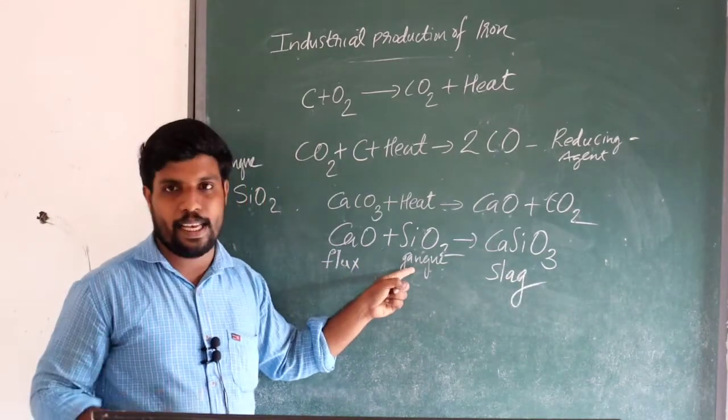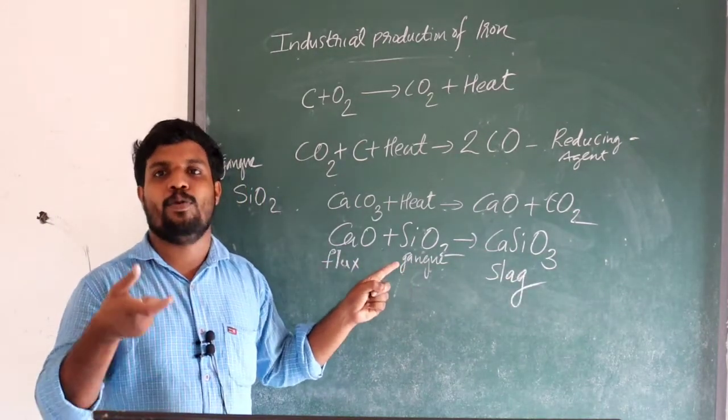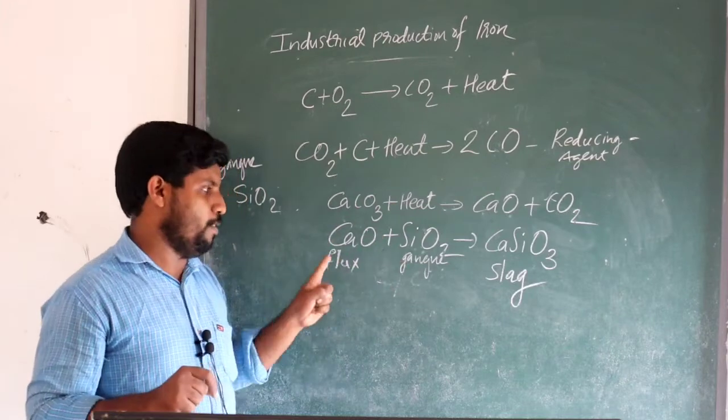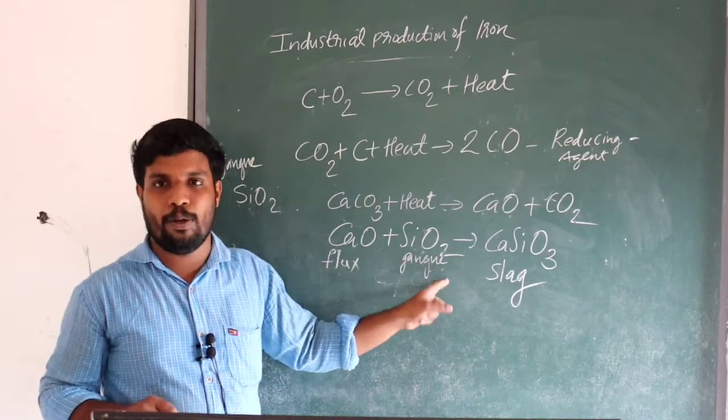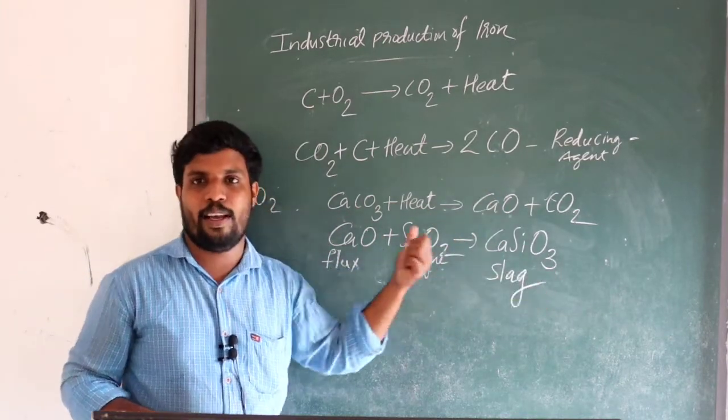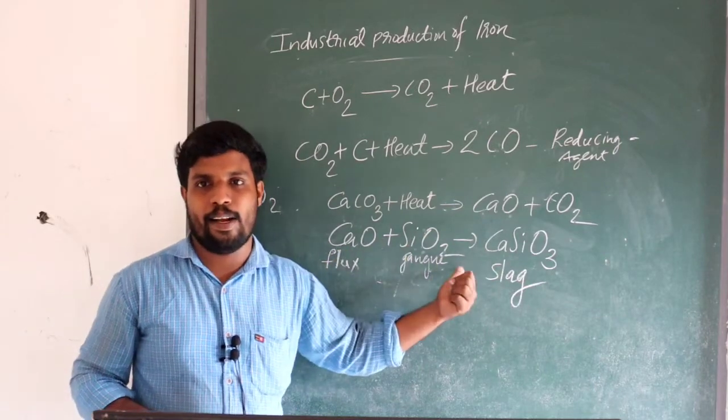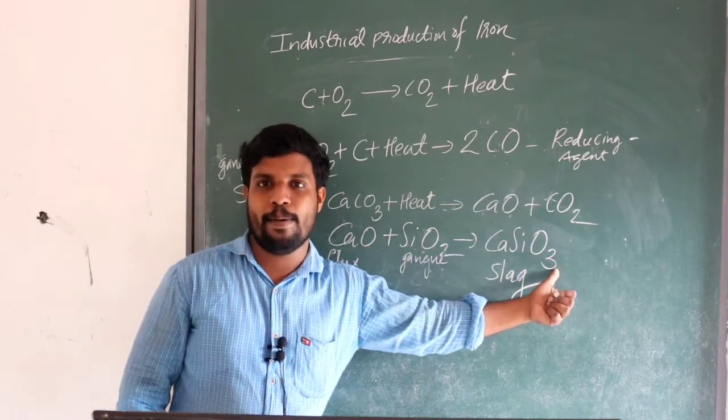So gangues are the impurities. The substances used to remove the impurity are known as flux. If the flux and gangue combine together, they form slag. So here the flux is calcium oxide, the gangue is silicon dioxide, and the slag is calcium silicate.